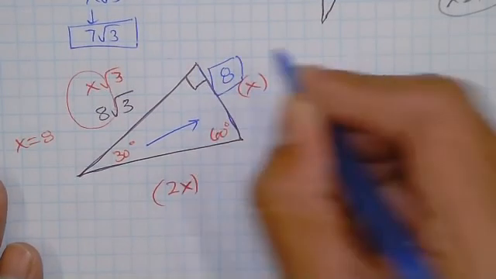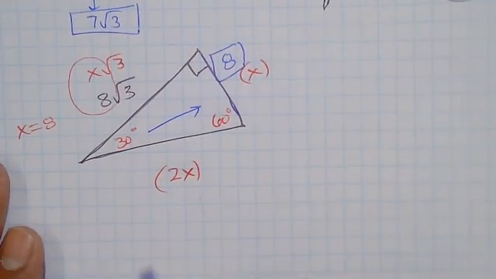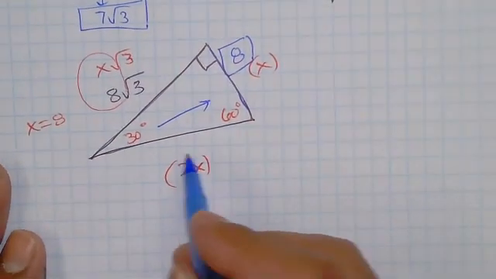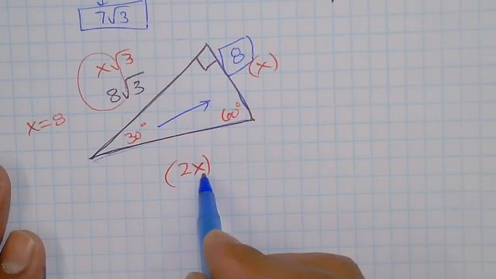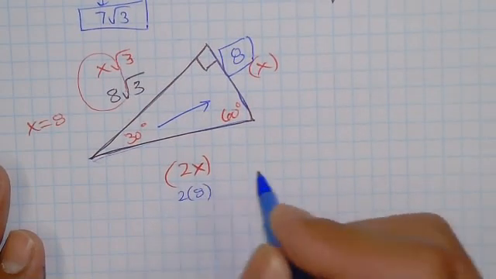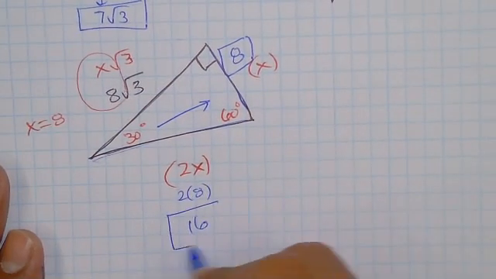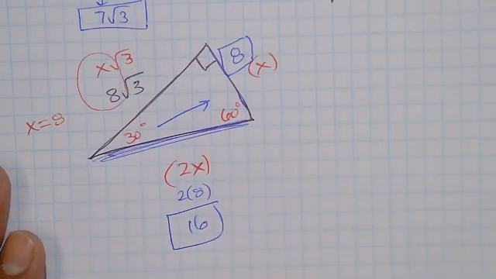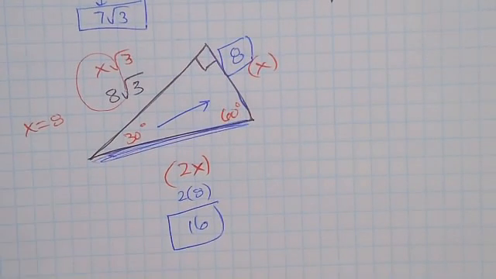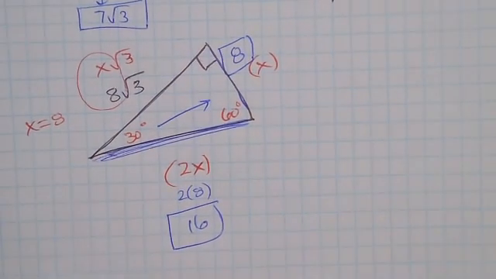Well, I'm done. x is equal to 8, so which side is x? This one? Well, then this one's 8. This side measures 8. And this one says that the measure of this side is 2 times the value of x. Well, 2 times 8, then this one's 16, huh? This one is 16. We got it?